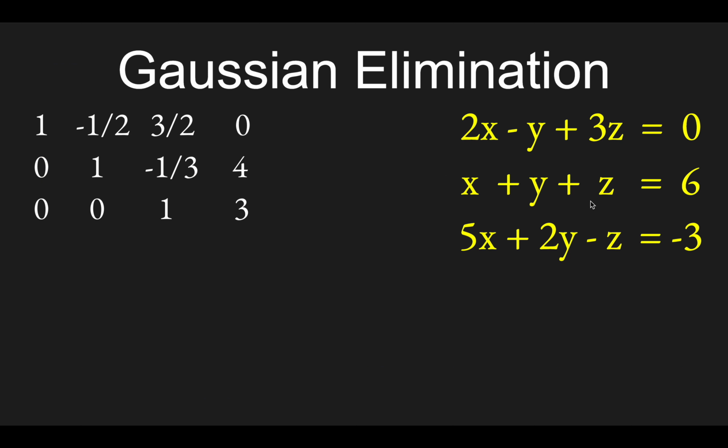So there was our original set of equations. Here's our row echelon form matrix that goes along with those equations. Well, let's see what happens. If you look at this bottom row, what this actually means is that 1z equals 3. And so we learned straight away that z equals 3. So you kind of work your way from the bottom up.